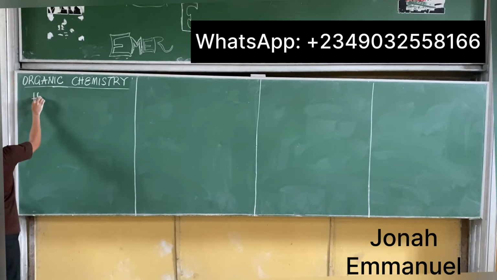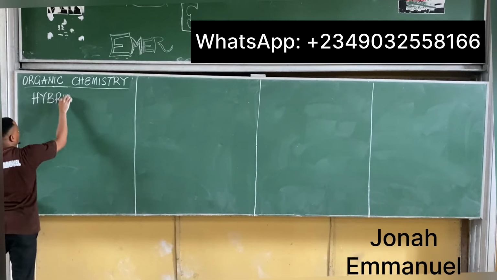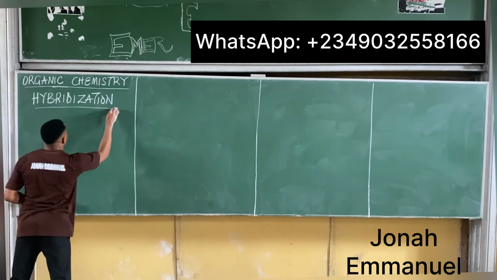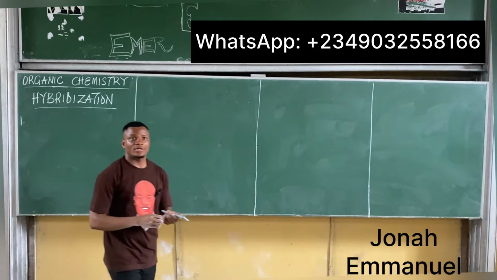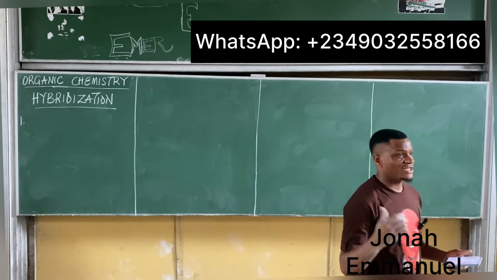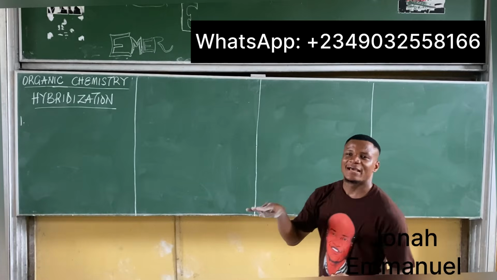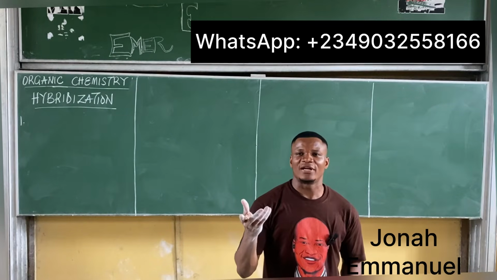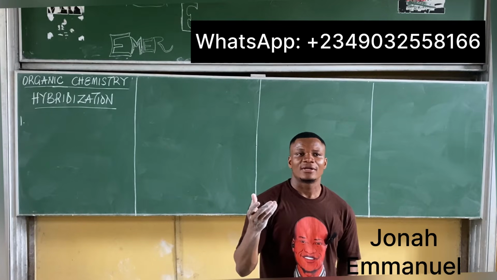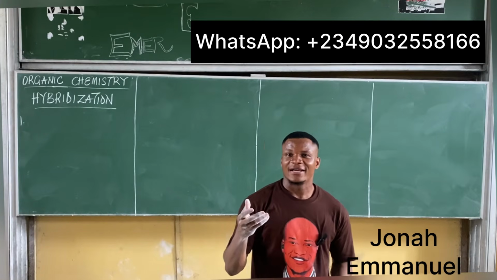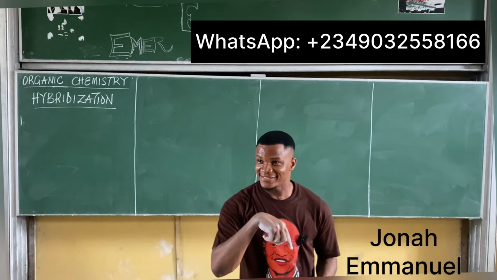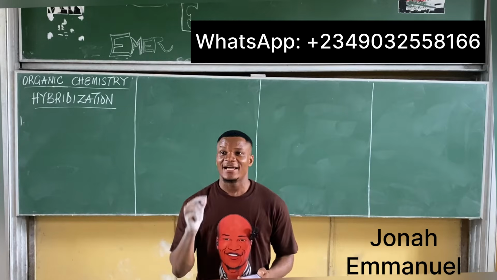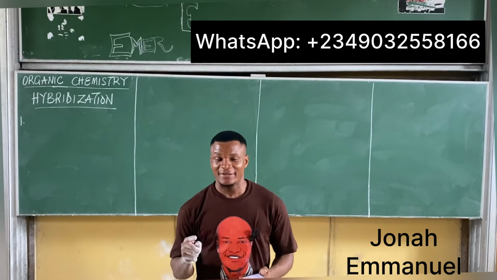Let's look at something about hybridization. Now listen. We've done this before in a previous class. We discussed 3 types: sp, sp squared, sp cubed. sp is for which of them? sp is for alkyne. sp squared is for what there? Alkene. sp cubed is for what there? Alkane.